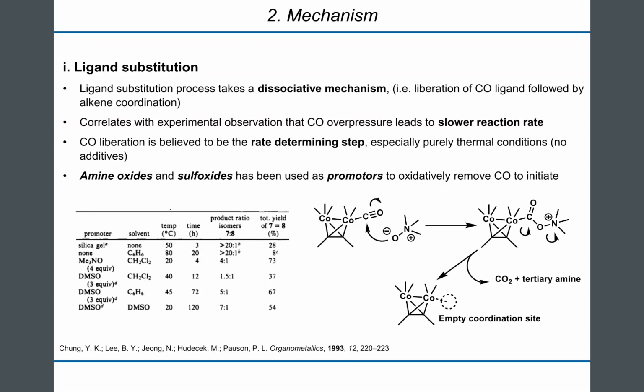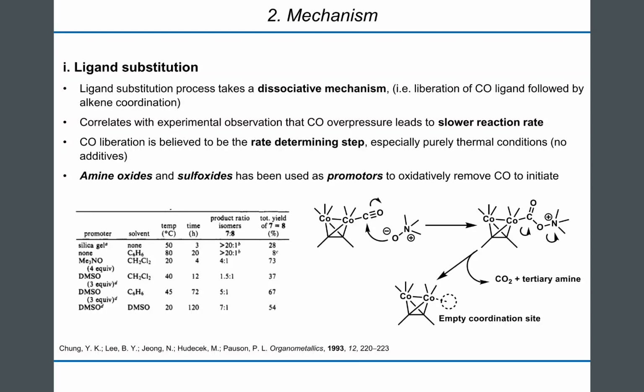The ligand substitution process follows a dissociative mechanism, which means the carbon monoxide ligand falls off first, then the olefin binds at the empty coordination site. The carbon monoxide liberation step should be the rate determining step, since dicobalt pentacarbonyls are highly reactive and carbon monoxide forms very strong bonds with metals. This is supported by the experimental observation that carbon monoxide overpressure leads to a slower reaction rate. The Le Chatelier principle would disfavor carbon monoxide dissociation.